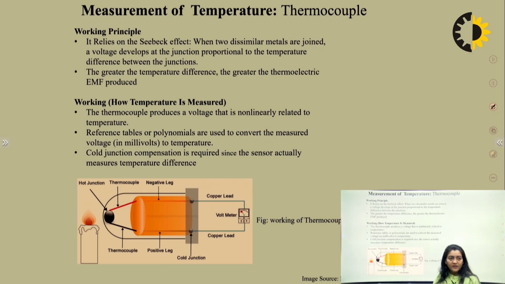When two dissimilar metals are joined, a voltage is developed at the junction proportional to the temperature difference between the junctions. The greater the temperature difference, the greater the thermoelectric EMF produced. Now the thermocouple produces a voltage that is non-linearly related to the temperature.